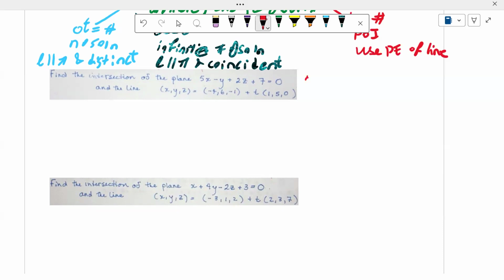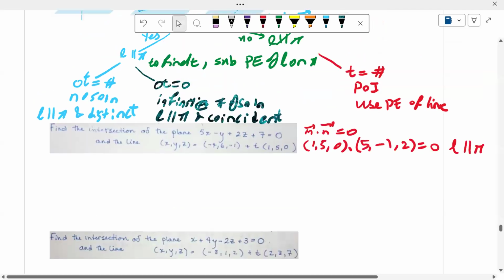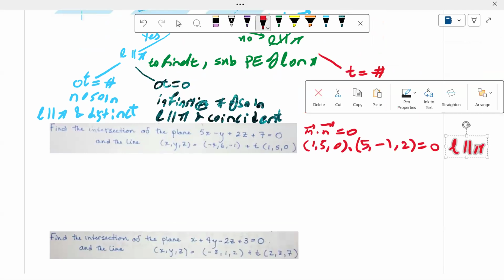So M times N, or A dotted with N, is equal to 0. I'm going to check this by putting M, that is 1, 5, 0, dotted with 5, minus 1, 2, and we get 0. When you multiply these two together, you get 0. So this means that the line is parallel to the plane. So if the line is parallel to the plane, we have to find t.